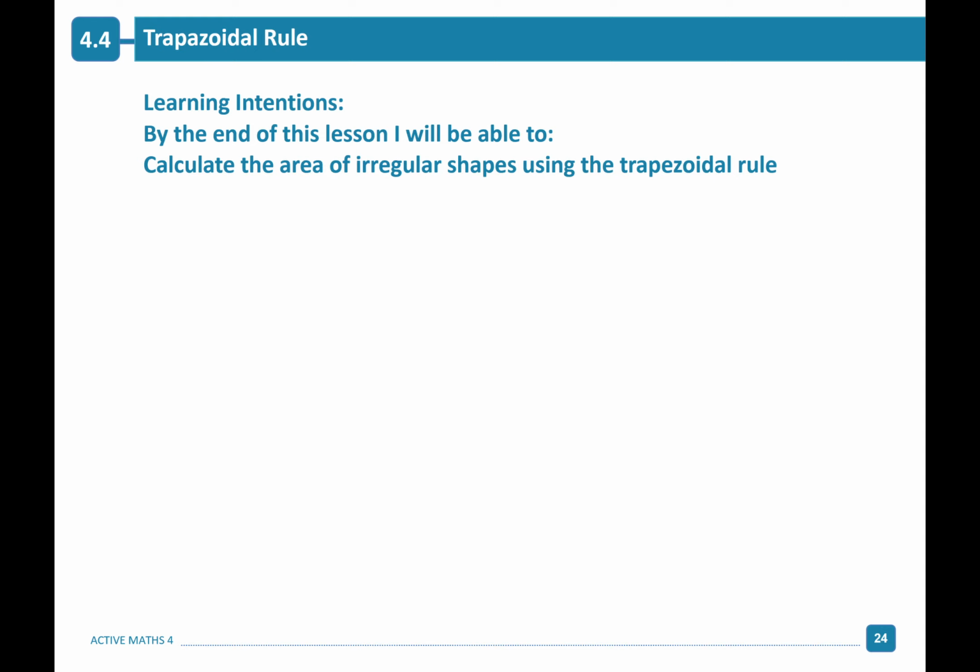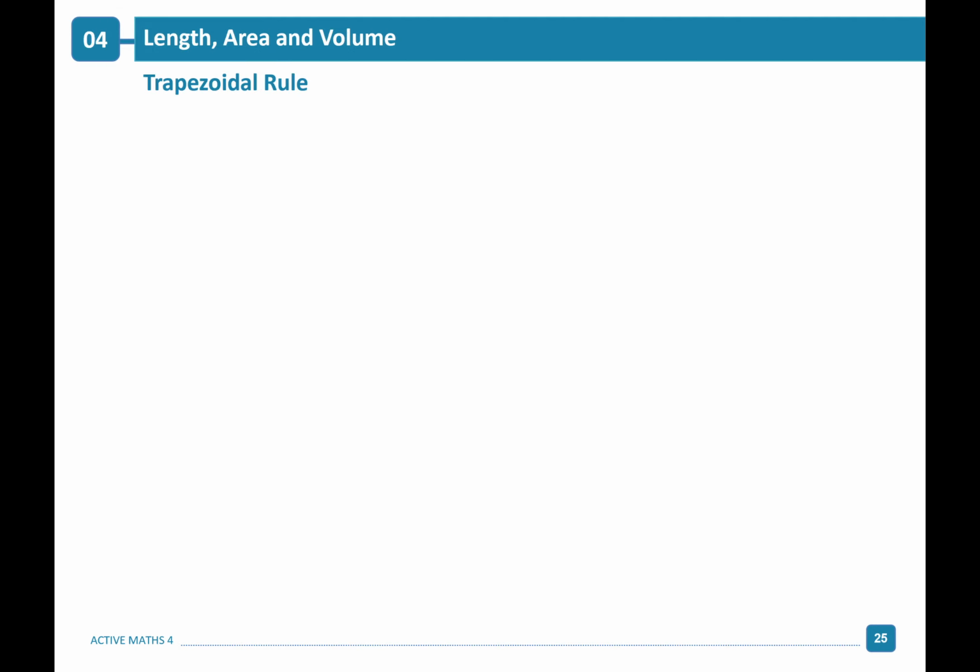Hi guys, so today we're looking at exercise 4.4, the trapezoidal rule. Our learning intention for today is by the end of this lesson you should be able to calculate the area of irregular shapes using the trapezoidal rule. So let's first look at what the trapezoidal rule is.